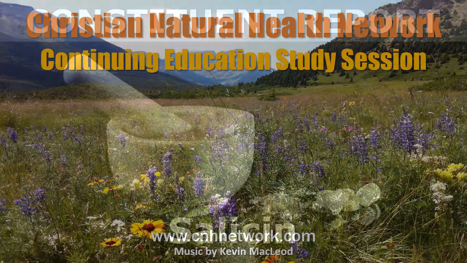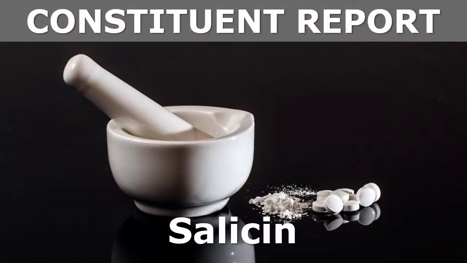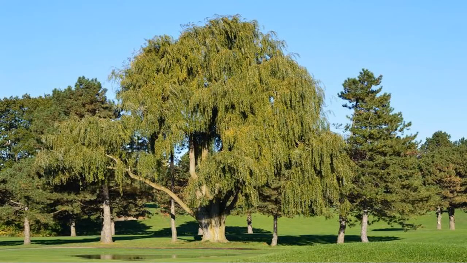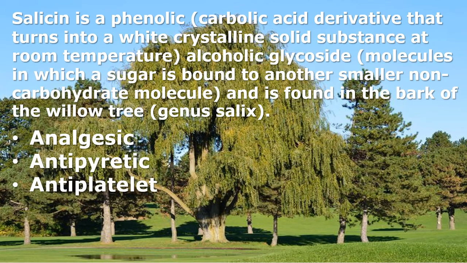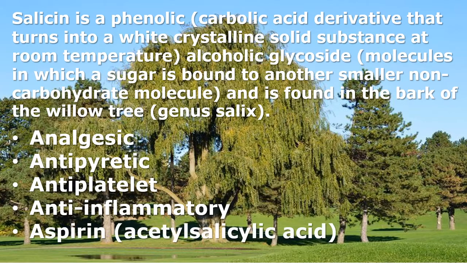Today's study session is entitled Constituent Report, Salicin. Salicin is a phenolic alcohol-based glycoside and is found in the bark of the willow tree, which is the genus Salix. Now, the final active ingredient of salicin has analgesic, antipyretic, antiplatelet, and anti-inflammatory properties, and was the chemical template for our modern version of aspirin, acetylsalicylic acid.